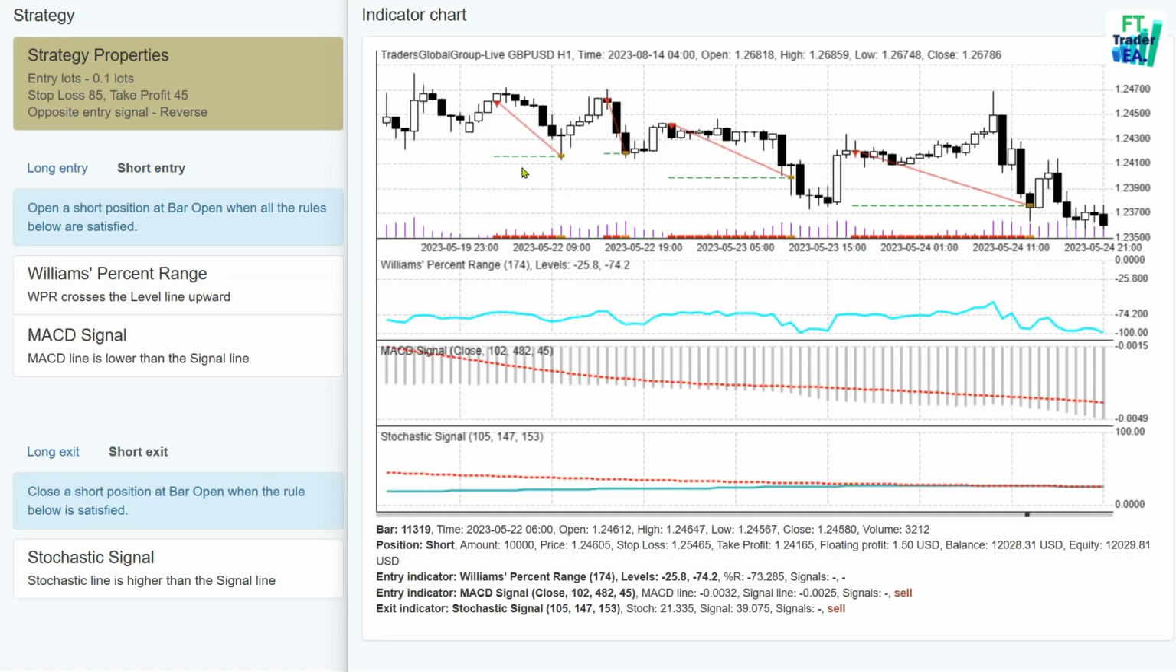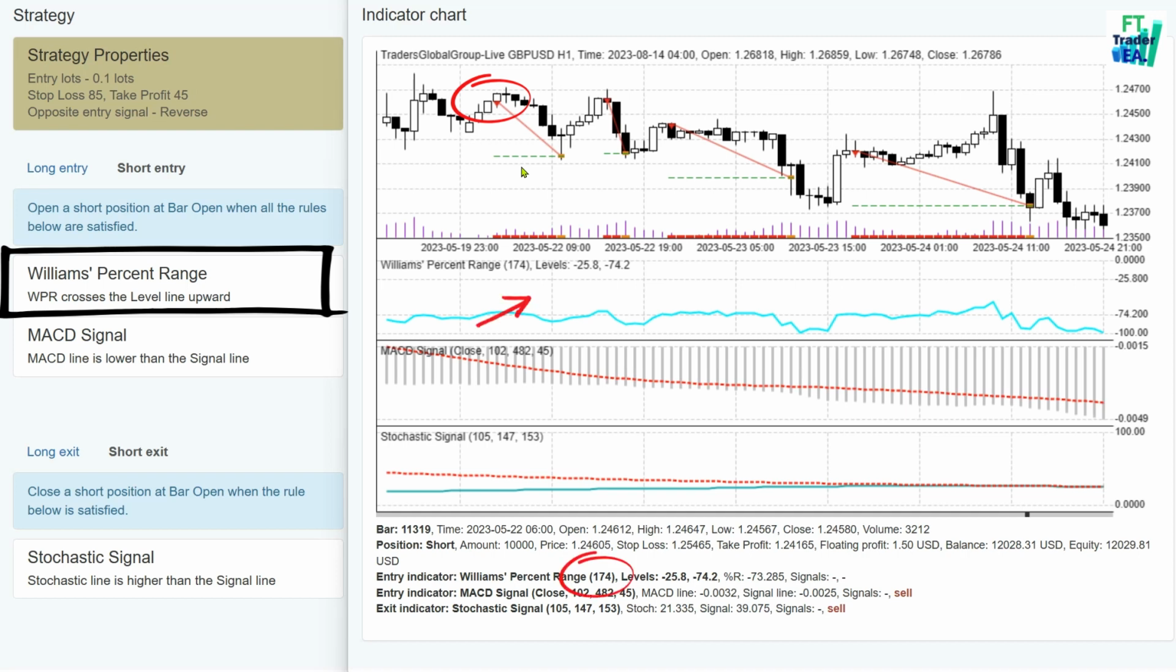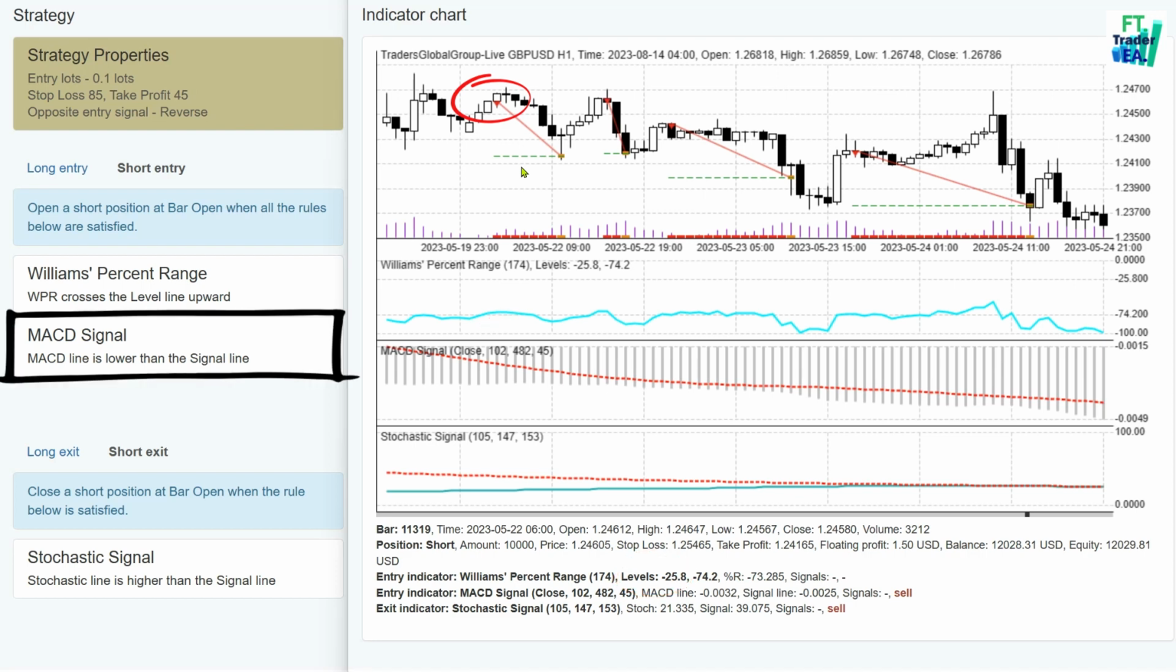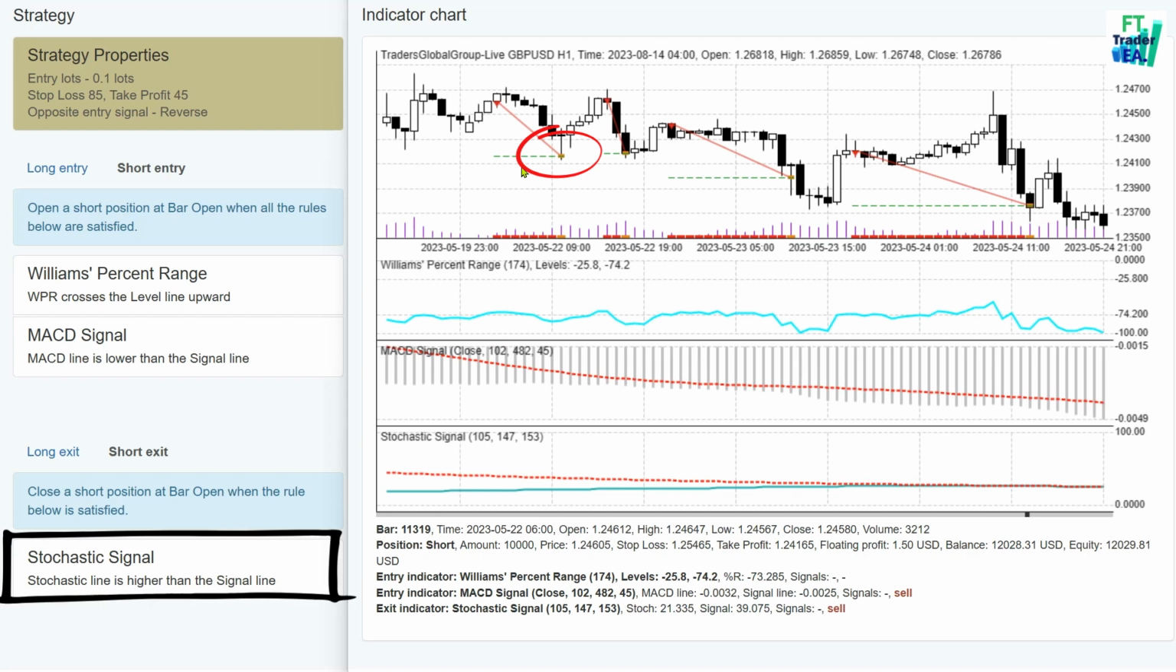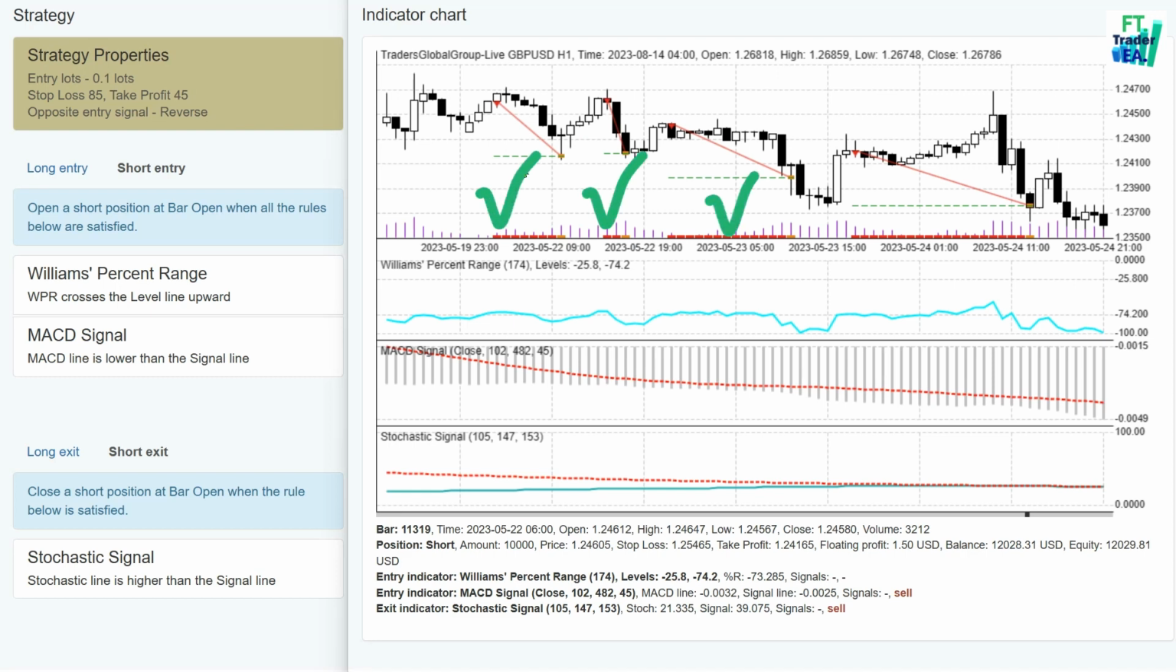On the sell side, we engage in a trade upon the Williams percent range with a period of 174 crossing the level of -25.8 upward, alongside a lower MACD line relative to the signal line. The sell position is brought to a close when the stochastic line rises above the signal line. Again, triggers for closure encompass trailing stop loss, standard stop loss, or a buy condition. Notably, the sell trades here display an even more impressive sequence of 4 consecutive wins.